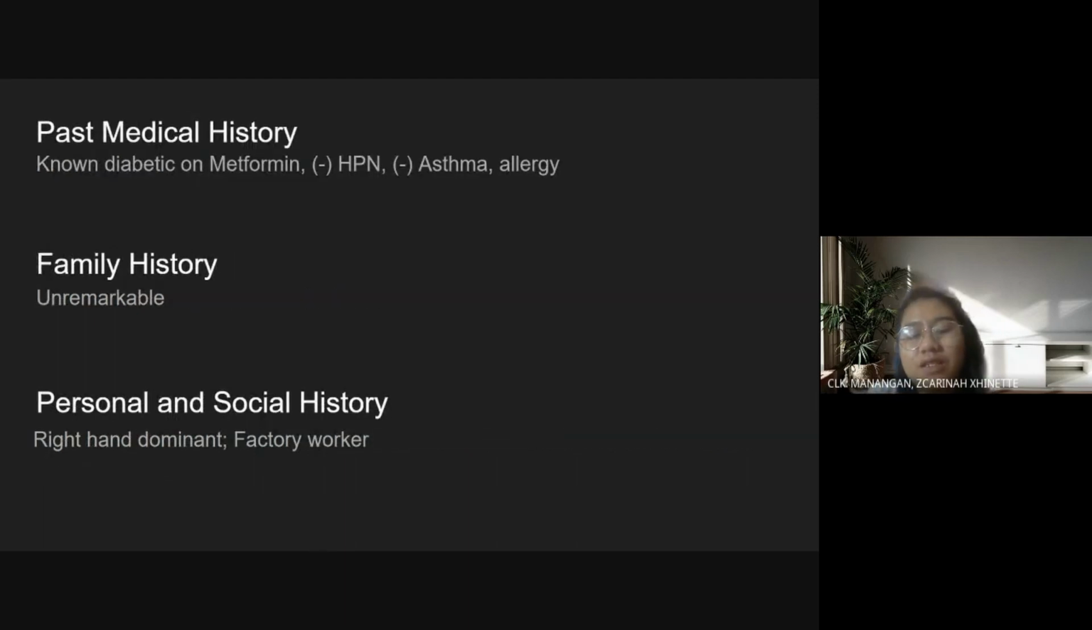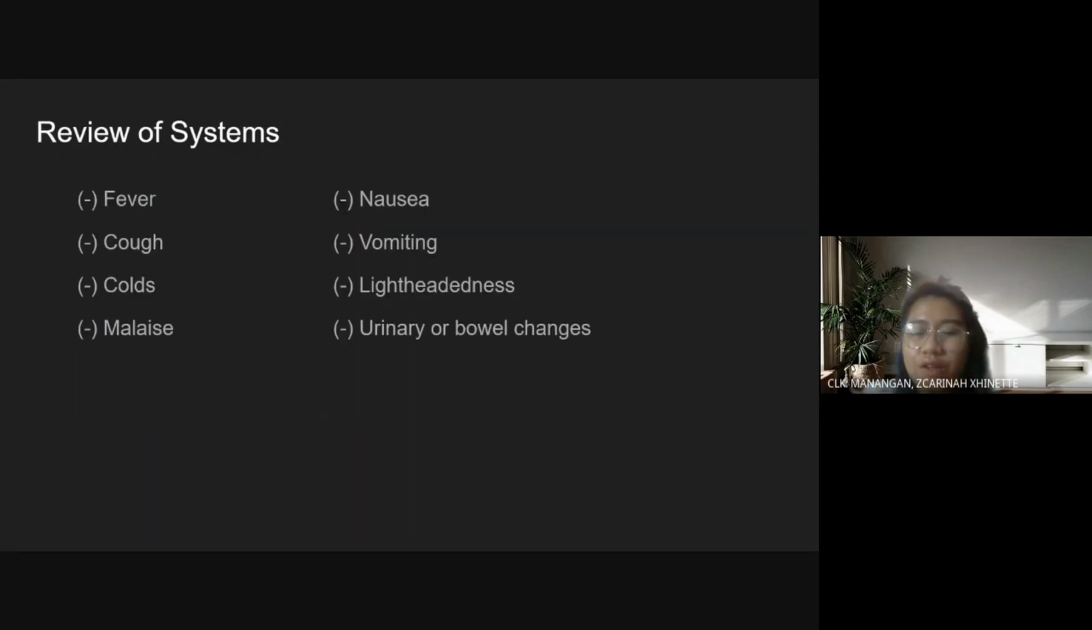His past medical history was that he is a known diabetic, on metformin. There was no hypertension, no asthma, and no allergies noted. Family history was unremarkable. For personal and social history, he is a right hand dominant patient and he is a factory worker. For the review of systems, there was no fever, no cough, no colds, no malaise, no nausea and vomiting, no lightheadedness, and there was no urinary or bowel changes.